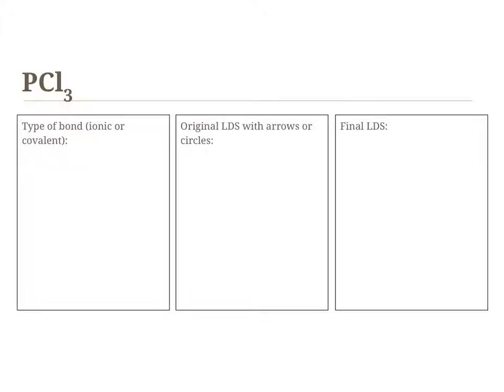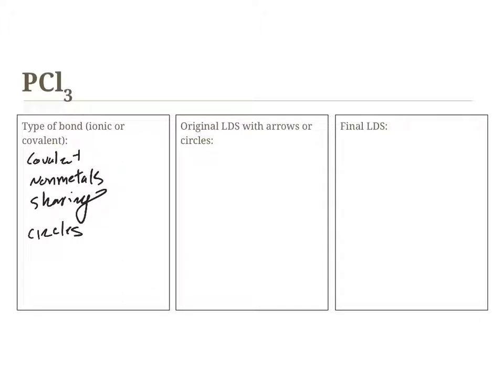So we have PCl3. So I need to go look at this on the periodic table. So that tells me it's covalent. It's nonmetals. They're sharing. So I'm going to have circles.